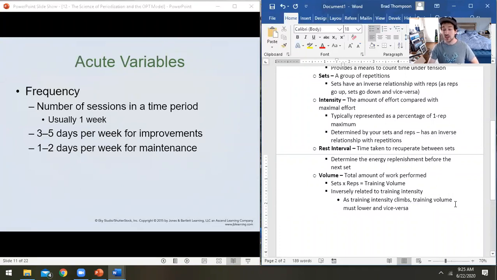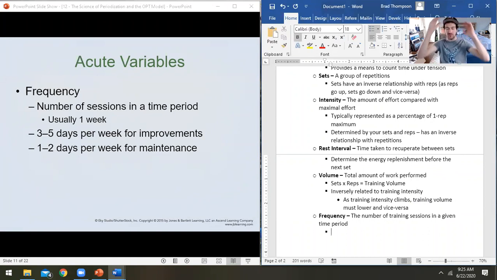So next we have to look at frequency. These are ones that we don't consider too often, but are actually a big part of the conversation. Frequency is the number of training sessions in a given time period. Usually you're considering things in a 1 week period for the most part. Typically, we consider a training period in 1 week cycles, right? You have your Monday workout, Tuesday workout, Wednesday workout, right? That's generally what we look at there.